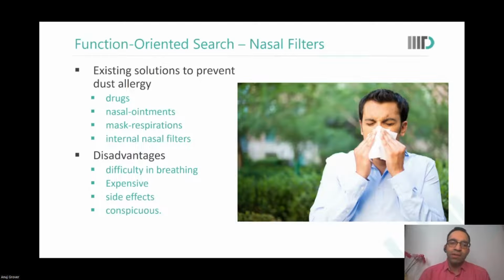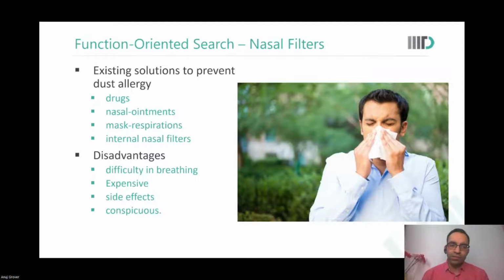At that point of time, drugs or nasal ointments, masks, and stuff like that. The disadvantages are they are either expensive or they have side effects or they lead to difficulty in breathing and things like that, or the mask kind of covers your face, so they're so conspicuous you don't want to go out. And okay, nowadays due to COVID everyone is wearing masks, but think of 2 years earlier or 3 years earlier, you are the only person wearing a mask in a train, so people will all turn around and look at you, what's happening there, is it not? So they're very conspicuous. So we wanted to find a solution.